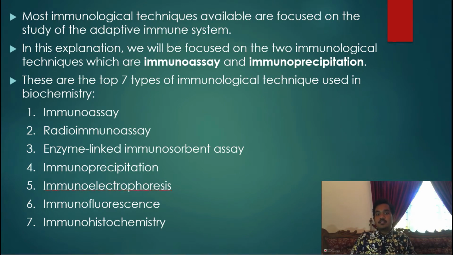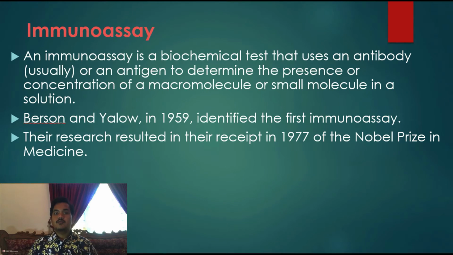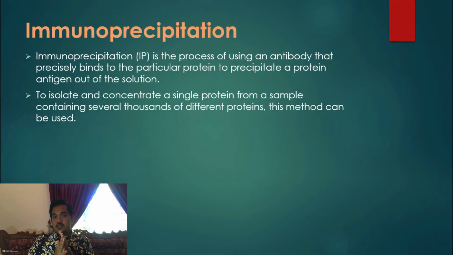In this explanation, we will focus on two immunological techniques, which are immunoassay and immunoprecipitation. An immunoassay is a biochemical test that uses an antibody and usually an antigen to determine the presence or concentration of a macromolecule or small molecule in a solution. Berson and Yalow in 1959 identified the first immunoassay. Their research resulted in their receipt in 1977 of the Nobel Prize in Medicine.